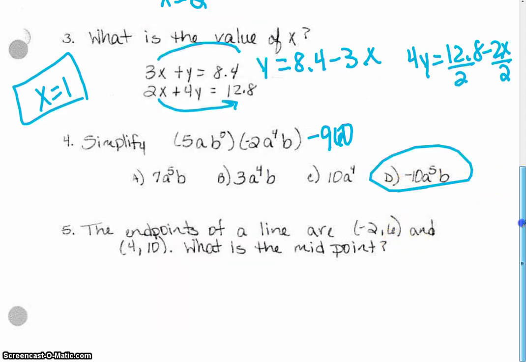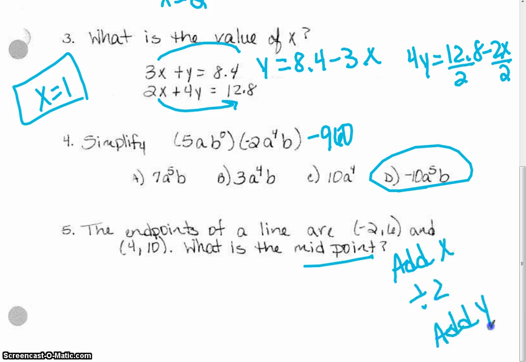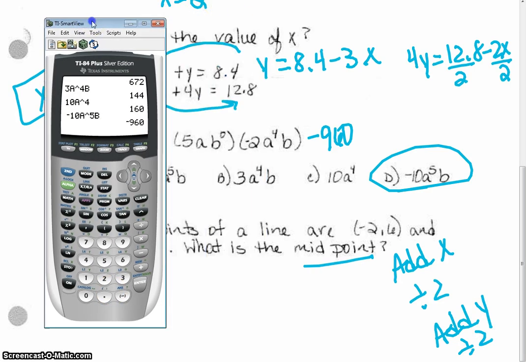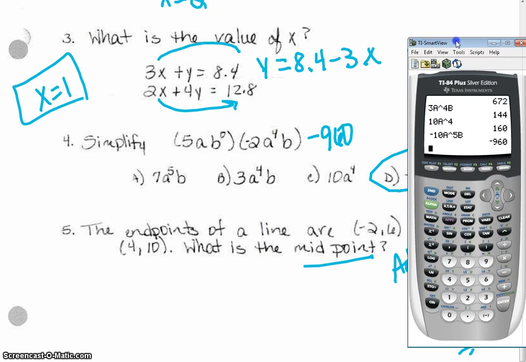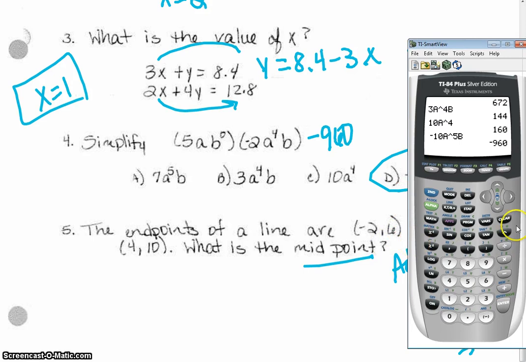Number 5, the endpoints of a line are negative 2, 6, and 4, 10. What is the midpoint? Midpoint is just the average, it's the middle of it. You're going to add the x's and then divide by 2. And then you're going to add the y numbers and divide by 2. The only trick, the only key here is to make sure you press enter before you divide by 2.